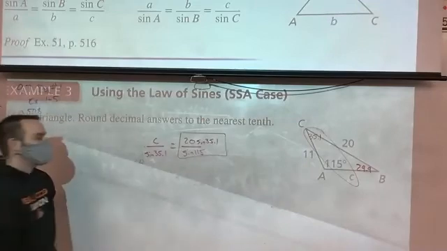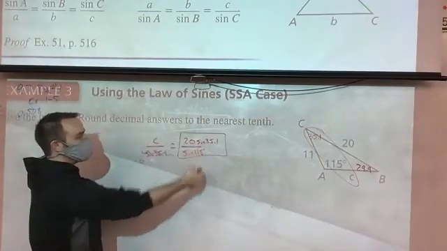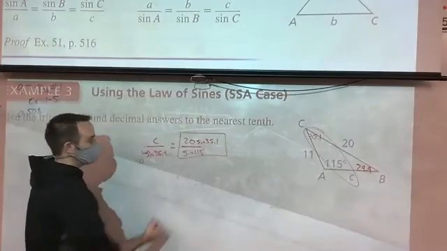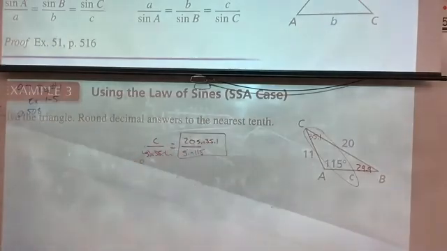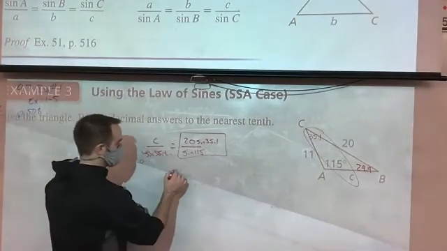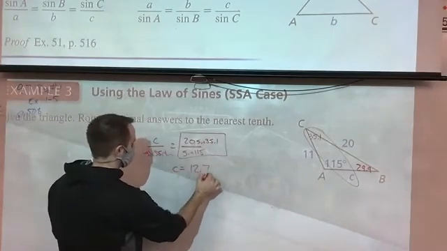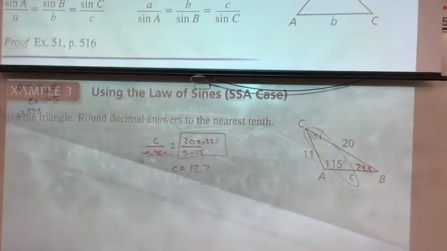And I'm not using inverse sine anymore because it's just C is equal to that whole thing. So on my calculator, I'm just doing 20 sine 35.1. Make sure you close that parentheses, divided by sine 115, and that'll get us our answer. Go ahead, type that in, let's make sure. So you should get about 12.7.